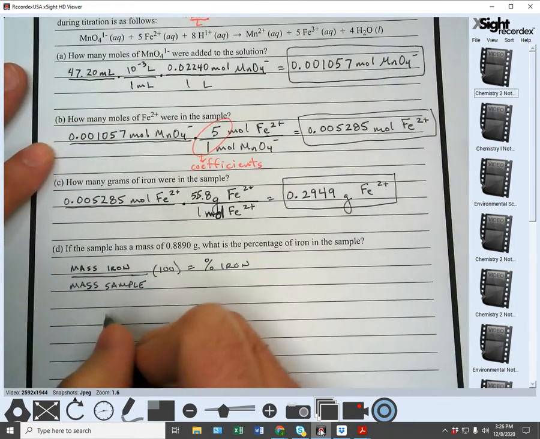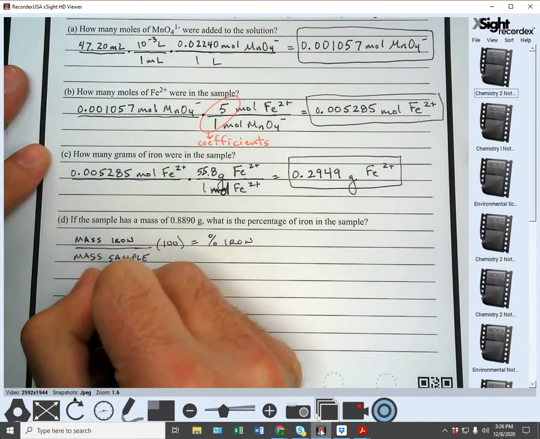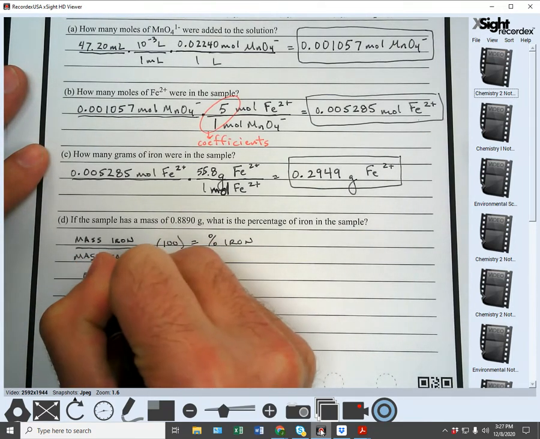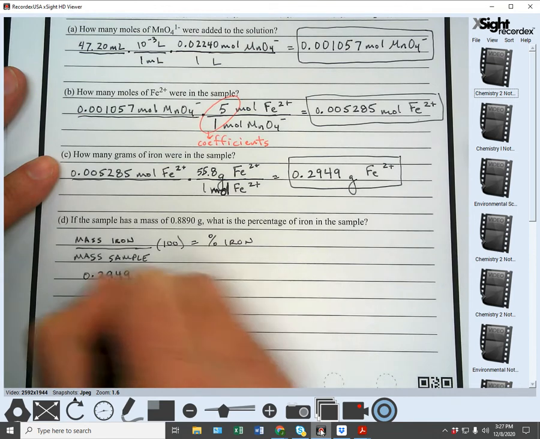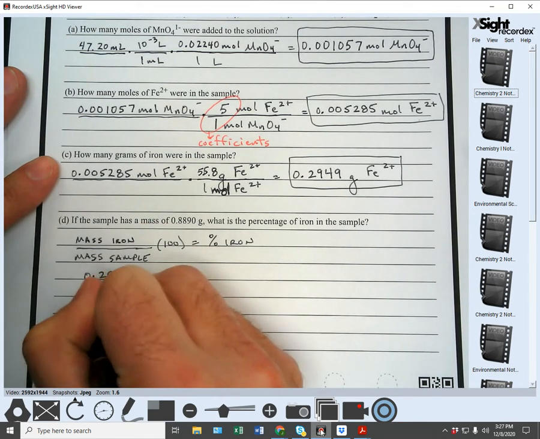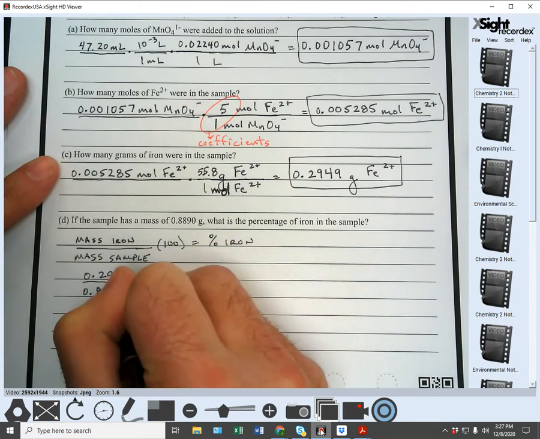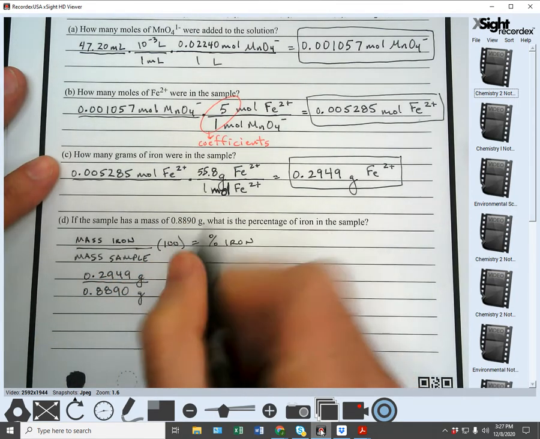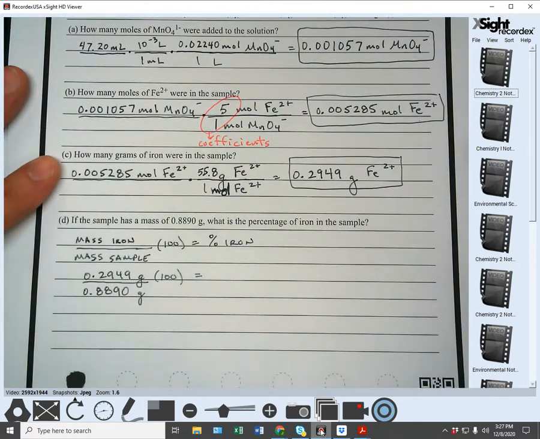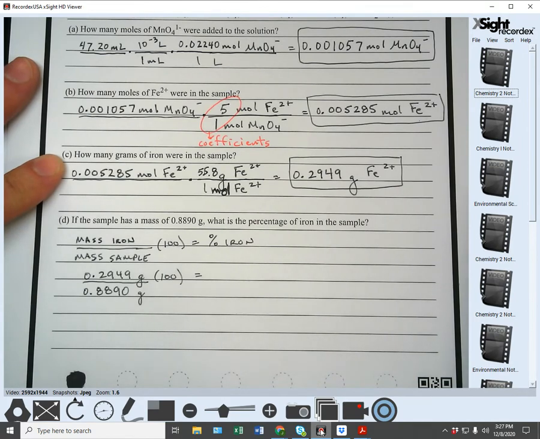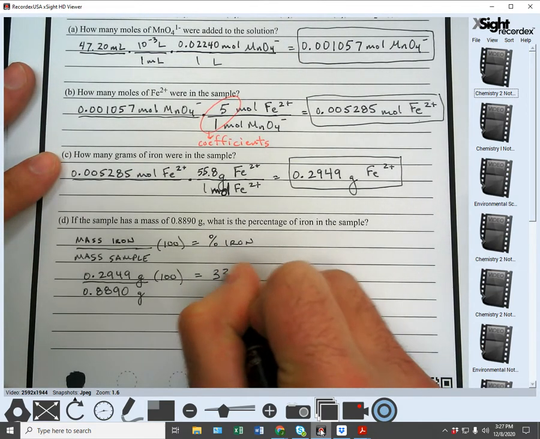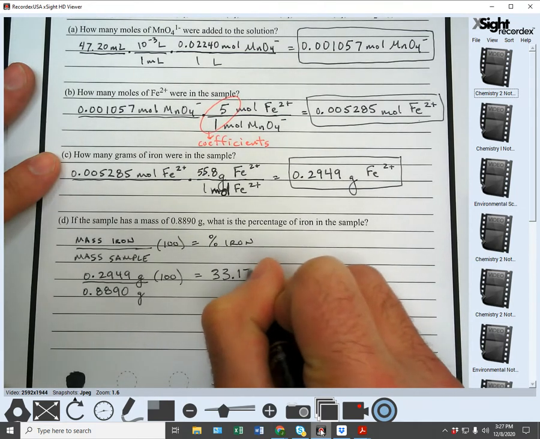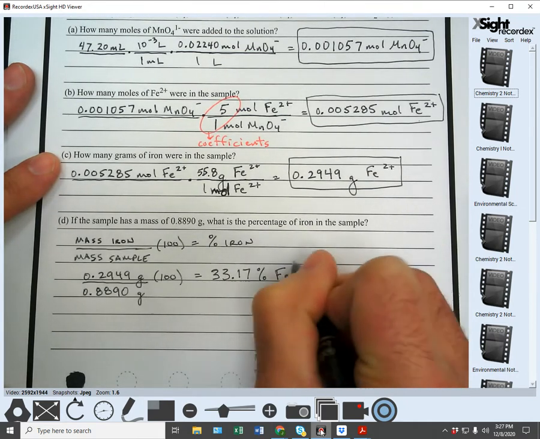Okay, so our mass of iron is 0.2949, and our mass of the sample is 0.8890, times 100 equals 33, okay, so significant figures, 4, so 33.17% iron.